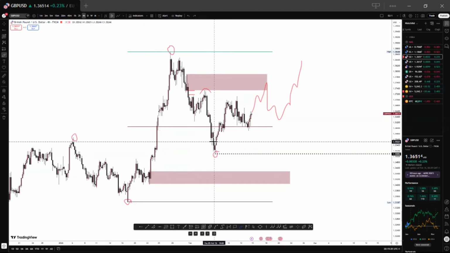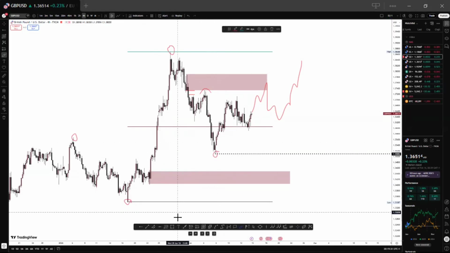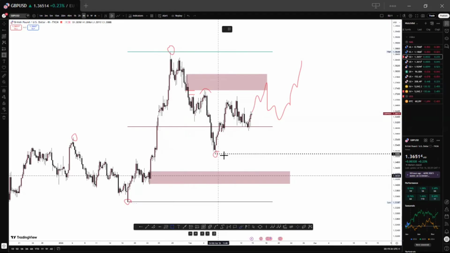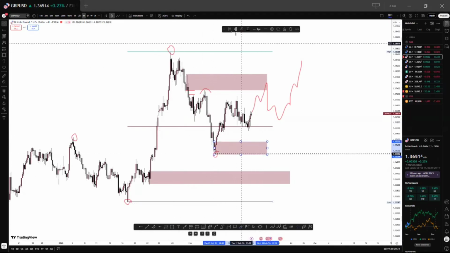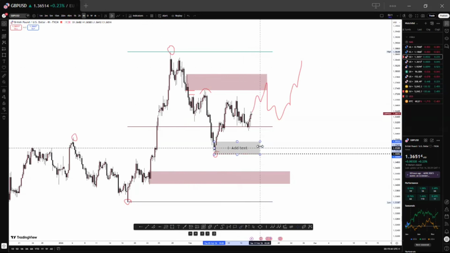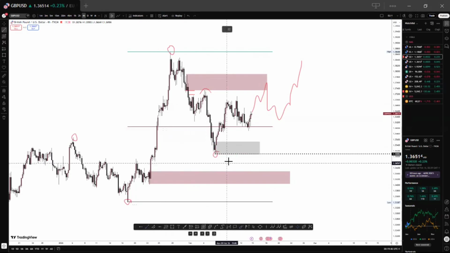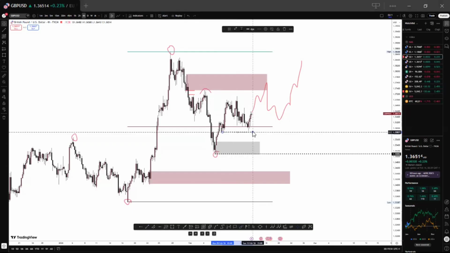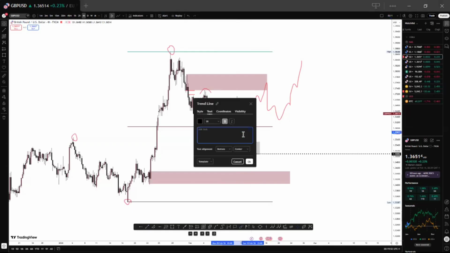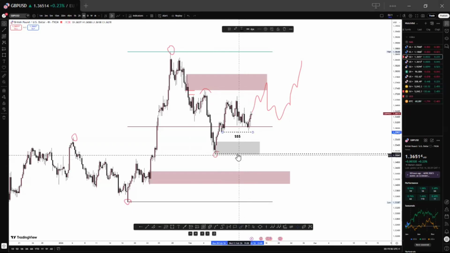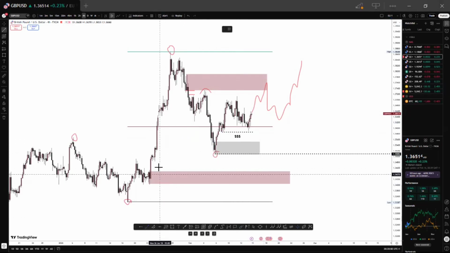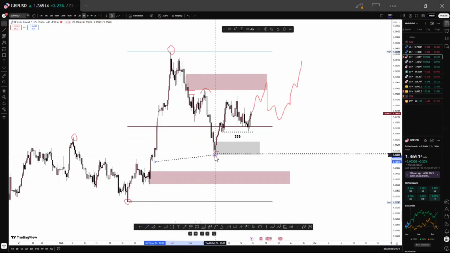So let's have a zone here where we're likely to see price give a reaction to. So I'm changing this to gray since it's a minor area of interest. Okay. And we would have this as liquidity. Liquidity are areas of interest you find multiple swing points, like multiple highs and multiple lows. We could call this also liquidity.